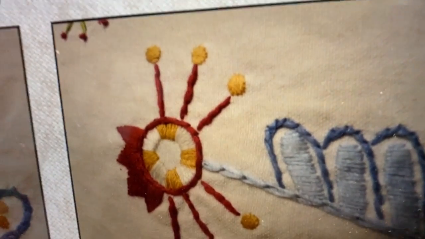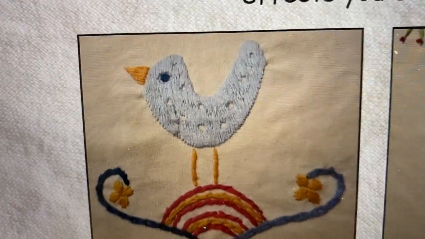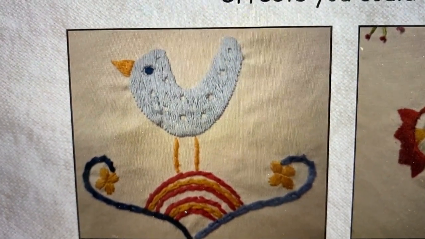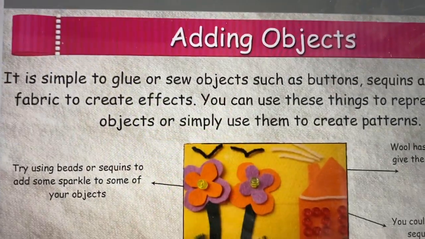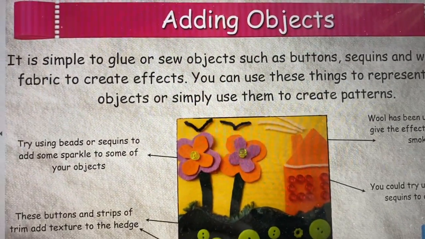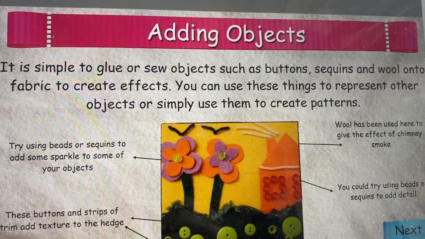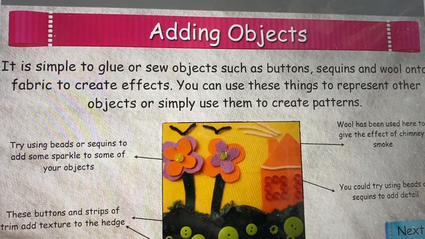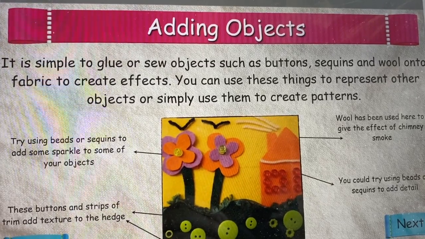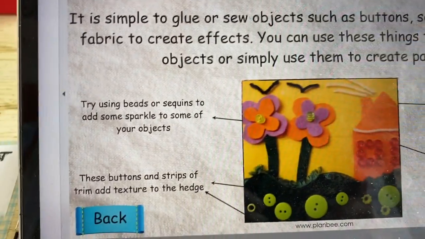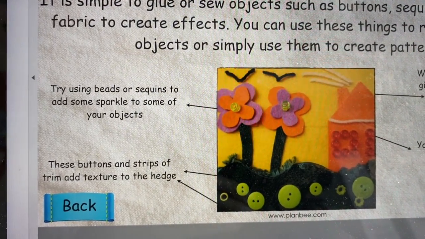Can you see that these are all hand stitched? You could also do this on a sewing machine, but that's going to require a lot of practice to make them all precise. Adding objects. It's quite simple to glue or sew objects such as buttons, sequins, or wool onto fabric to create effects. You can use these to represent other objects or simply use them to create patterns, such as the ones that we've just seen. You can try using beads or sequins to add some sparkle to some of your objects.